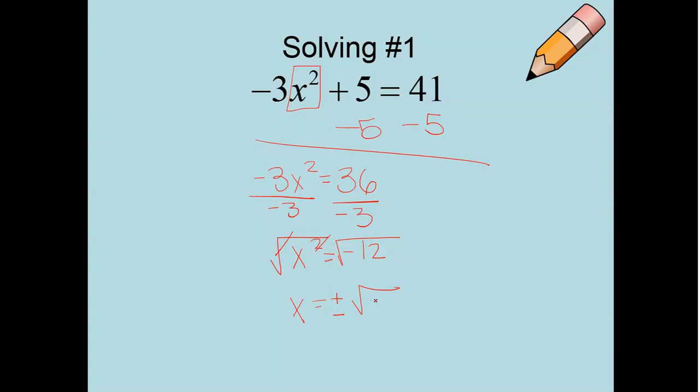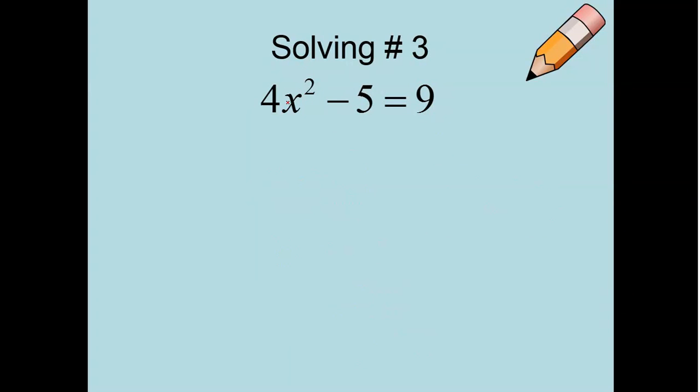Square root of negative 12. Now, let's break down the square root of negative 12. We know that an i is going to come out of that. So I know I got the square root of negative 1 hidden in this square root of negative 12. And then 4 and 3 can also come out of 12, right? So I can make this x equals plus or minus. Now square root of 4 is 2. This is i. So I got 2i square root of 3. Just like that.